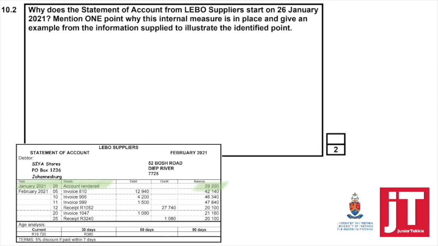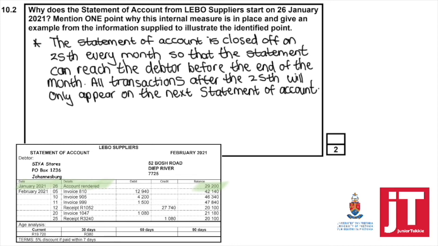Account rendered 29,200. The statement of account is closed off on the 25th every month so that the statement can reach the debtor before the end of the month. All transactions after the 25th will only appear on the next statement.